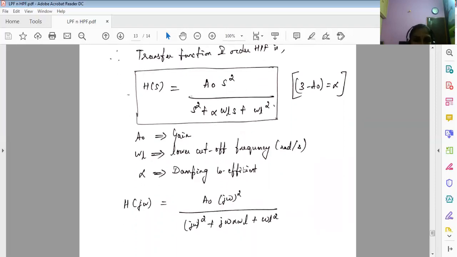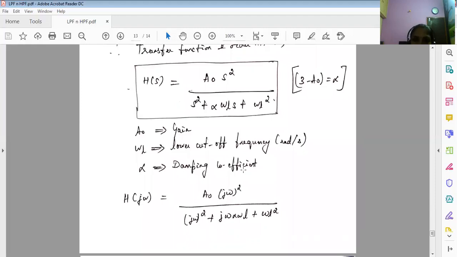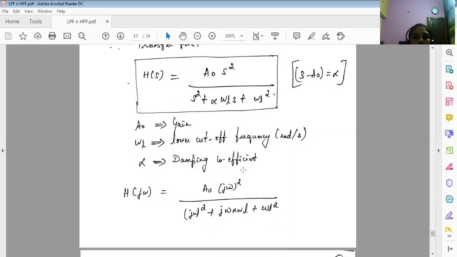So now what we will do is try to substitute S as j omega and get the general equation exclusively for the Butterworth filter. If you remember, we've already discussed, depending on the value of alpha, we can classify the filter as Bessel, Butterworth and Chebyshev, out of which the Butterworth filter has the flattest passband. So that is the more commonly used type of filter. For the Butterworth filter, the alpha value is 1.414, which is root 2. So we'll find the transfer function for the Butterworth filter.